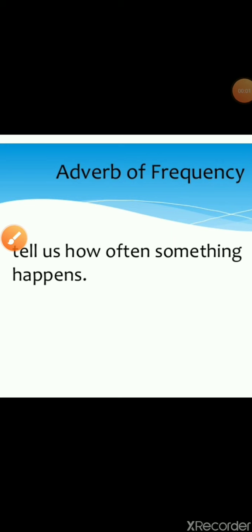Our next type on the screen is adverb of frequency. Just understand, it tells us how often something happens. For example, I am going for the walk daily. On a daily basis I am going for the walk. The action of the morning walk, how many times? Daily I am going. So daily will be the adverb of frequency here.